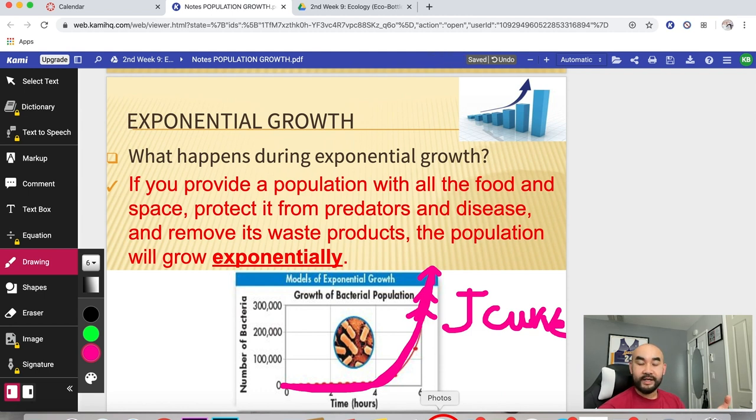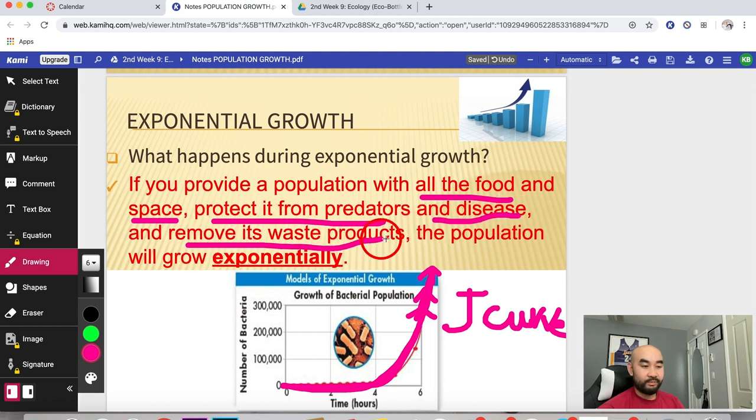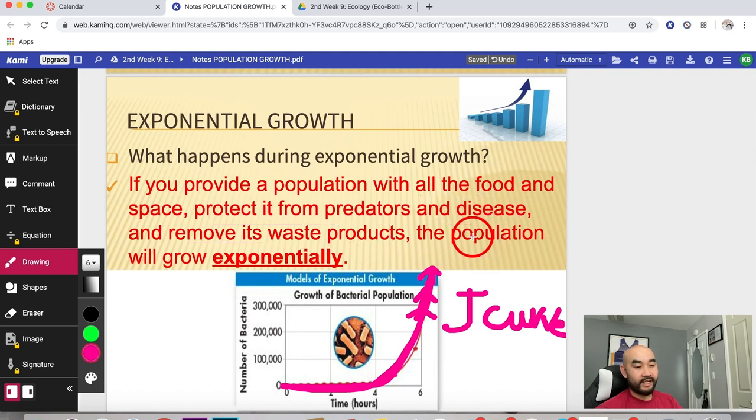So when do you have exponential growth? It is when life is good. Everything is good. You have all the food, all the space. You don't have predators, no diseases. All the waste has been removed. Life is good. Then you have exponential growth, right? Let's just say you have a population of fish, you remove all the waste, you feed them daily, you give them a lot of space to swim in. You don't have any predator that comes and hunts them, like a raccoon and stuff, then they will grow exponentially, right? Exponentially.